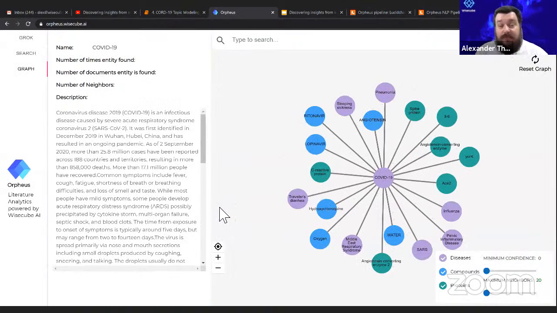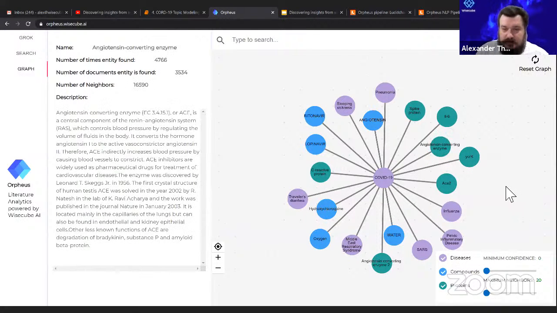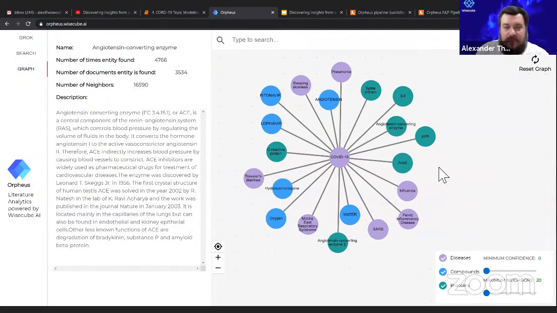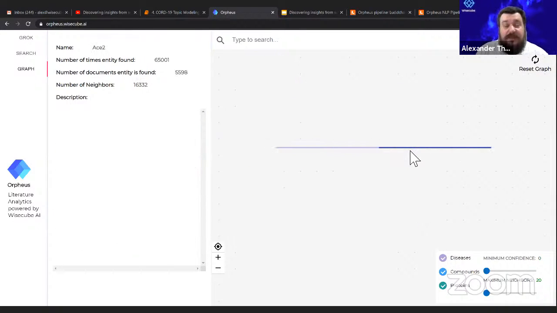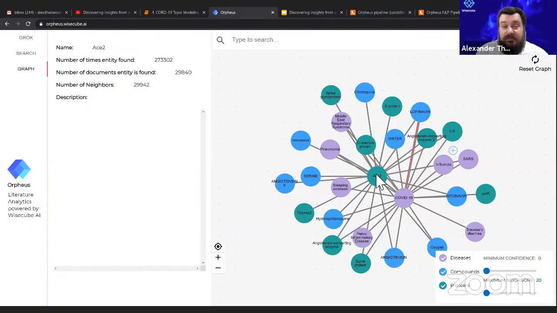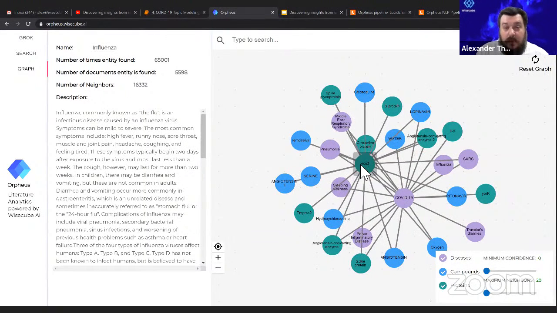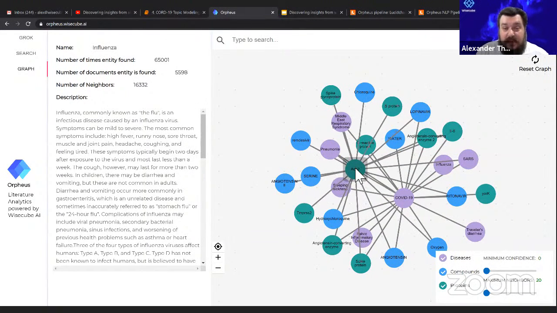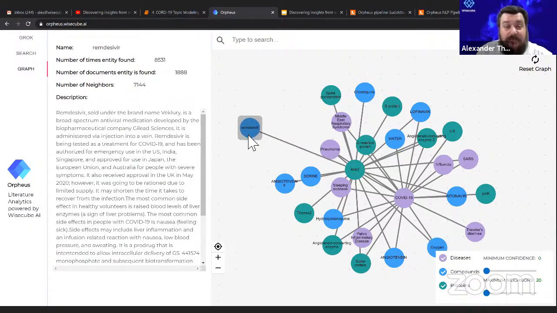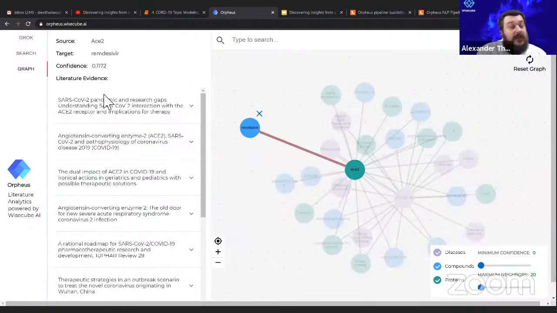And we have our graph representation. So here, these are sort of the highest by weight connections to COVID-19. We expand one of these connections. Now we have the ones brought to us by ACE2. And then here we have remdesivir, and we can say, okay, well, we have this connection here. What does this connection mean? And we can look at the evidence.